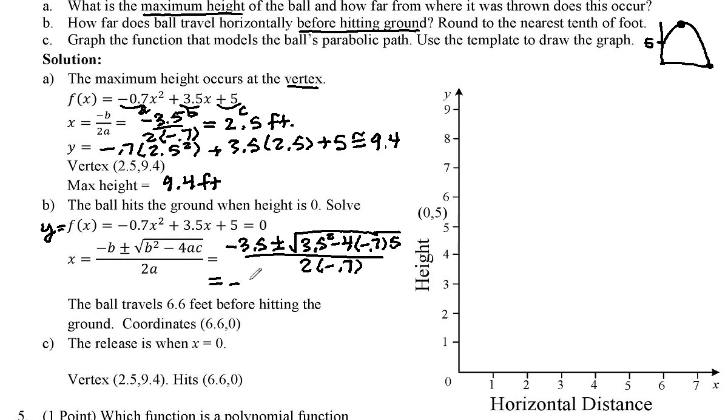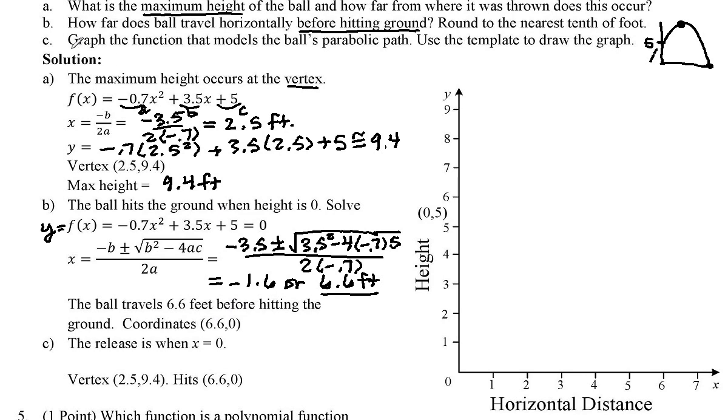So this is, to 1 decimal place, negative 1.6 or 6.6. So the 6.6 is out here, and the negative 1.6, that's back here. Okay, so it's going to be 6.6 feet. That's our answer for part B. So 6.6 feet before hitting the ground. And then the coordinates of that point where it hits are 6.6 comma 0.